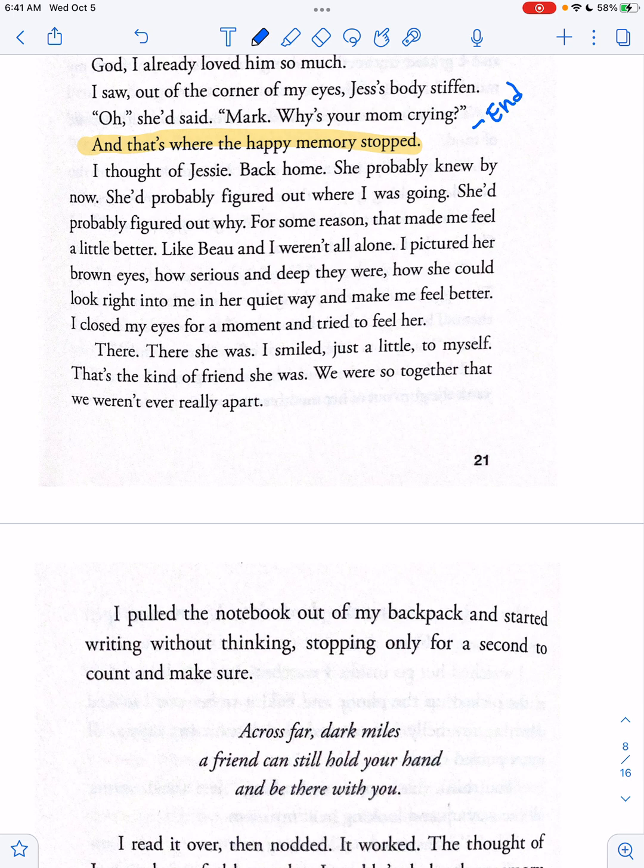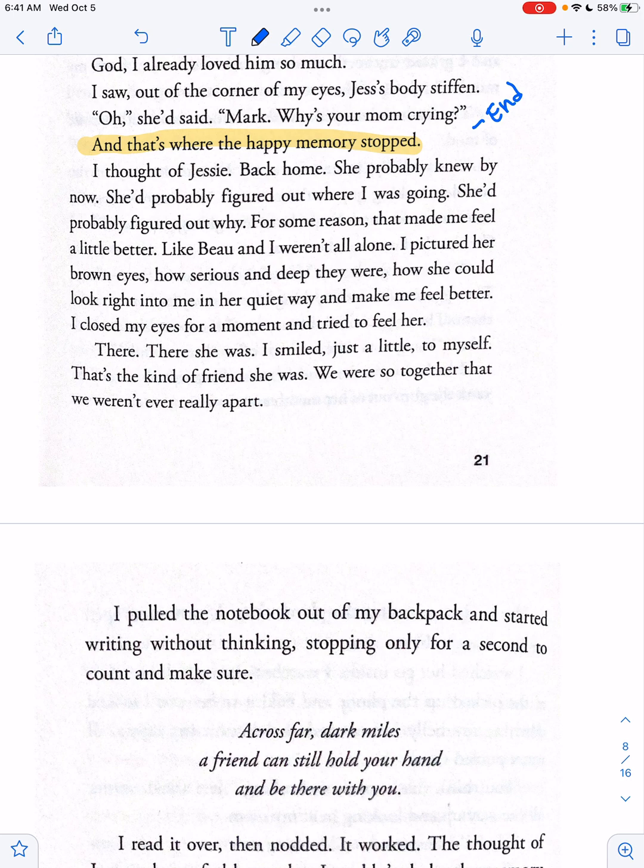I thought of Jessie back home. She probably knew by now. She probably figured out where I was going. She probably figured out why. For some reason, that made me feel a little better. Like Bo and I weren't all alone. I pictured her brown eyes, how serious and deep they were. How she could look right into me in her quiet way and make me feel better. I closed my eyes for a moment and tried to feel her. There she was. I smiled, just a little to myself.